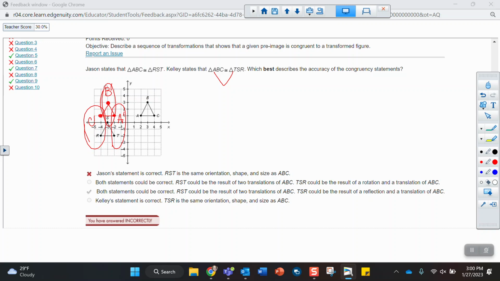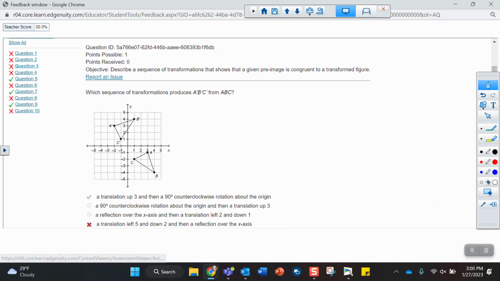So A, then B, then C, that would actually go in the other order, T, then S, then R. So while your first statement, the one you chose, isn't wrong, Kelly could also be correct if there had been a reflection. Remember that reflection is going to change the order in which things are given. Notice how it goes counterclockwise versus clockwise. That was a tricky one.